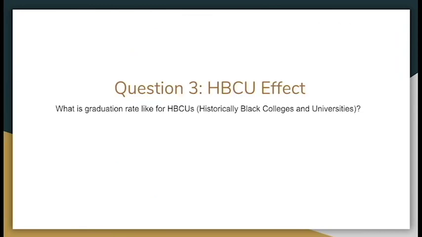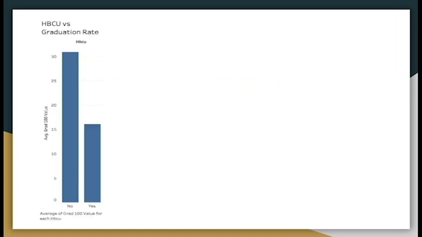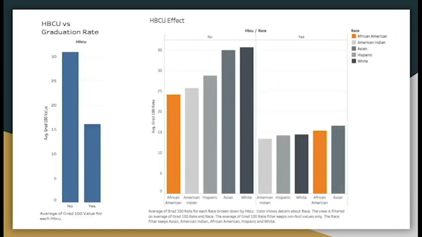And our third question takes a look at the HBCU effect. What are graduation rates like for historically black colleges and universities? And then later, we take student race as a second factor, combined with the HBCU effect, to be able to compare graduation rates for African American students who go to HBCU schools versus those who do not. And then we found out that African American students who go to HBCU schools have visibly higher rank in terms of graduation rates among all races.